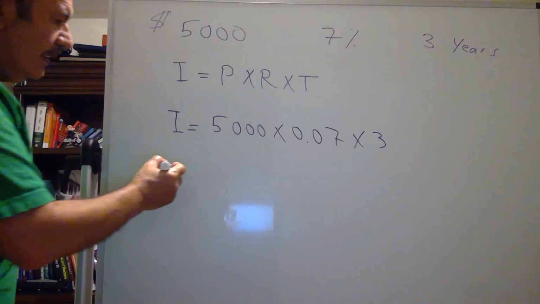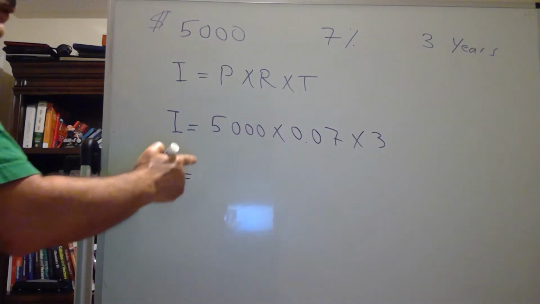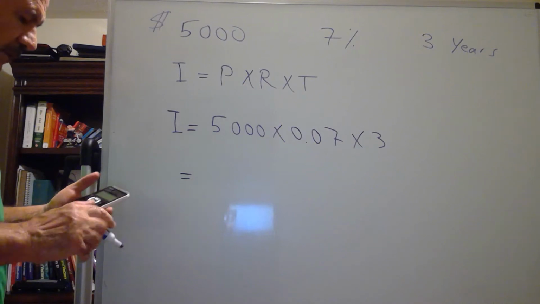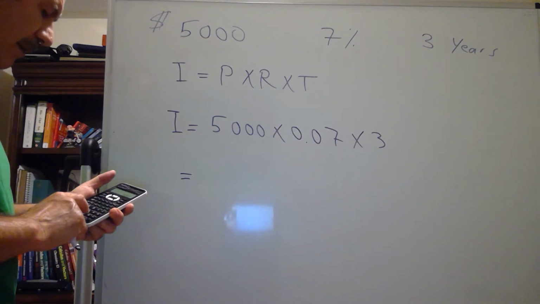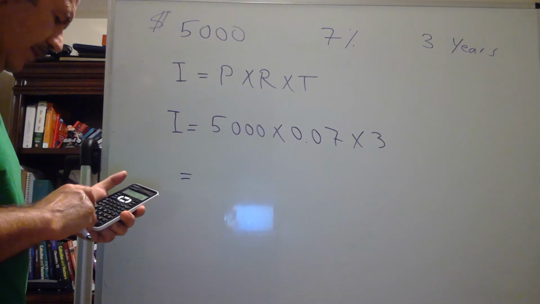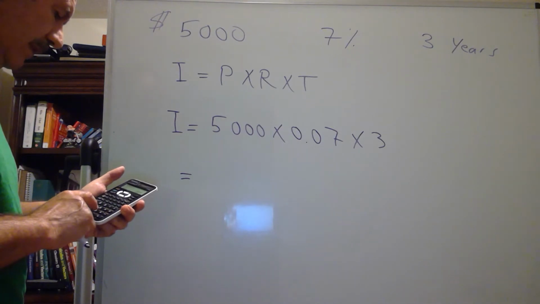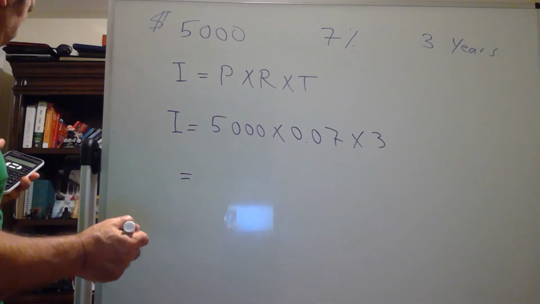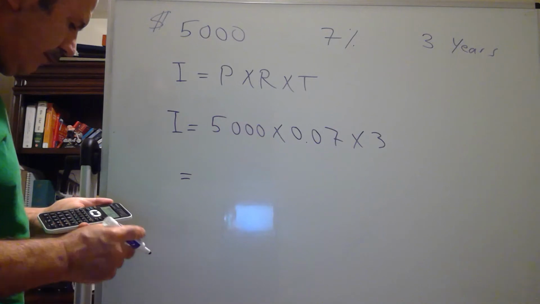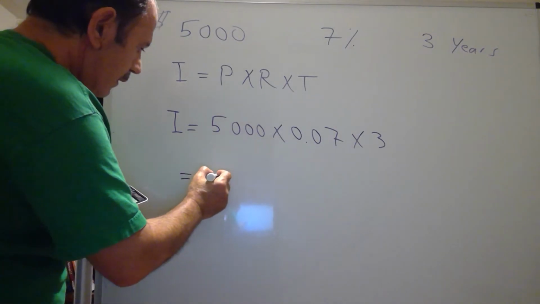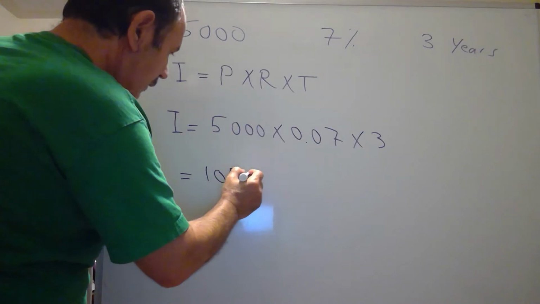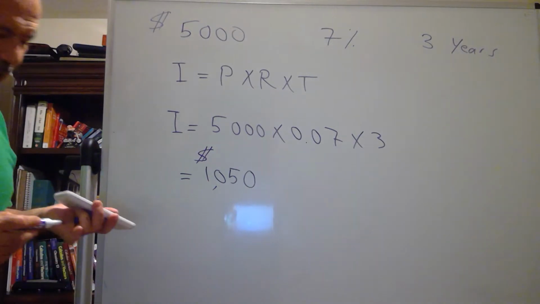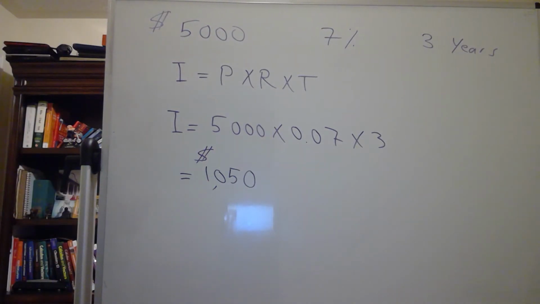Okay. If we calculate this one, it's going to be 5,000 multiplied by 0.07 multiplied by 3, which is going to be $1,050. $1,050 is going to be the amount of interest after 3 years.